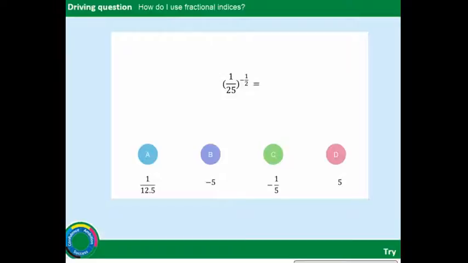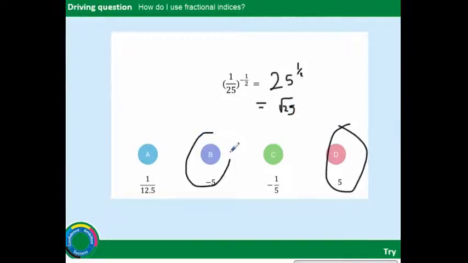1 over 25 to the power of negative 1/2. What do you think? A, B, C or D? So first of all, let's deal with the negative. The reciprocal of 1 over 25 is 25. And 25 to the power of a half would be the square root of 25, which is 5. Technically, it's also negative 5, because if you square root a number, you should get positive or negative 5.